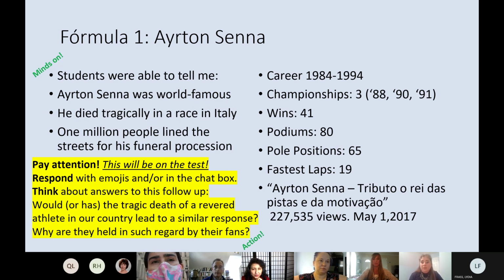So Senna had a 10-year career and he won championships 3 times, the third of which was in Brazil. I have a clip of that. And he was clearly a champion, leading and winning races all the time, being on the podium often. These details come from a video I found when I was searching for clips that was created, I think, 23 years after his death. And since then, it's been seen over 225,000 times.